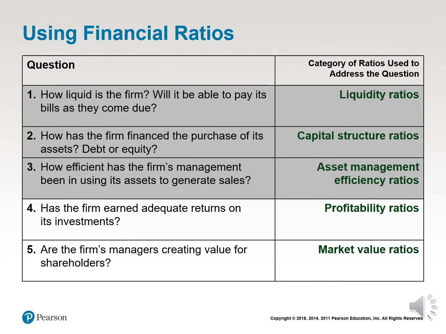In the previous PowerPoint, we reviewed the first three categories of financial ratios. That was liquidity, capital structure ratios, and asset management efficiency ratios. In this PowerPoint, we will be reviewing the fourth group, which is profitability ratios.